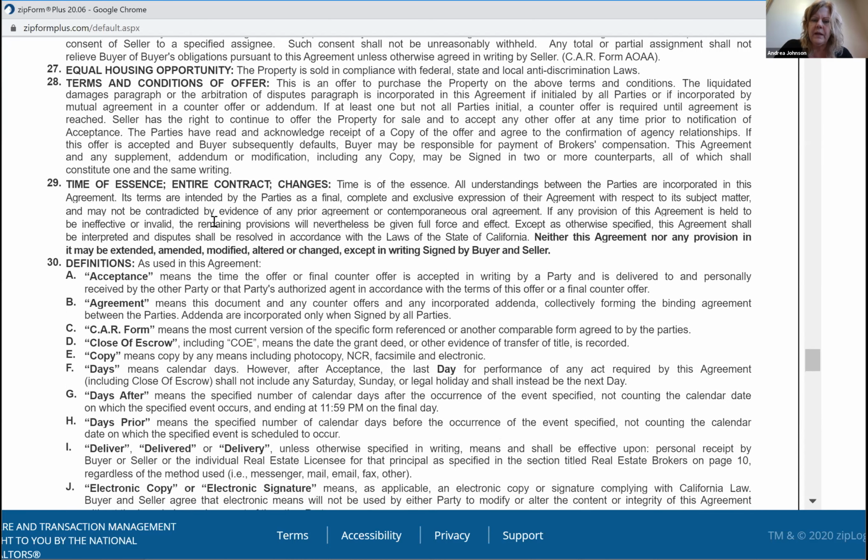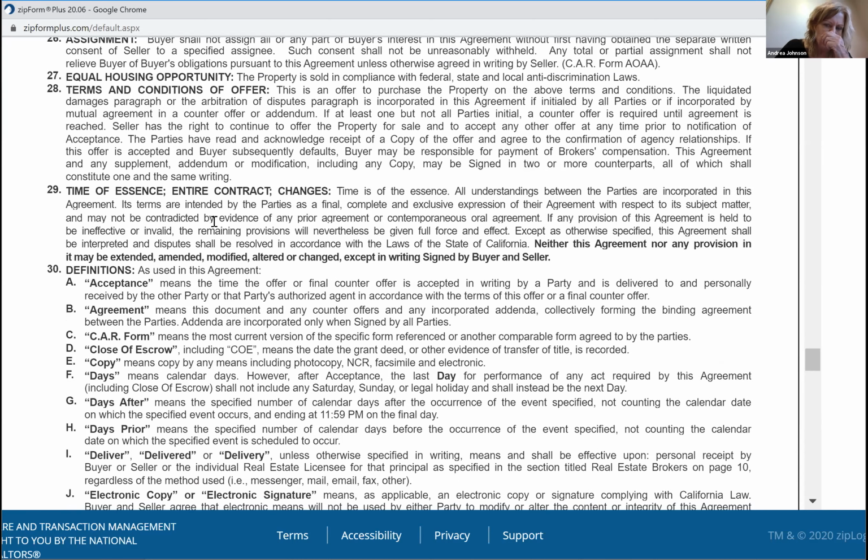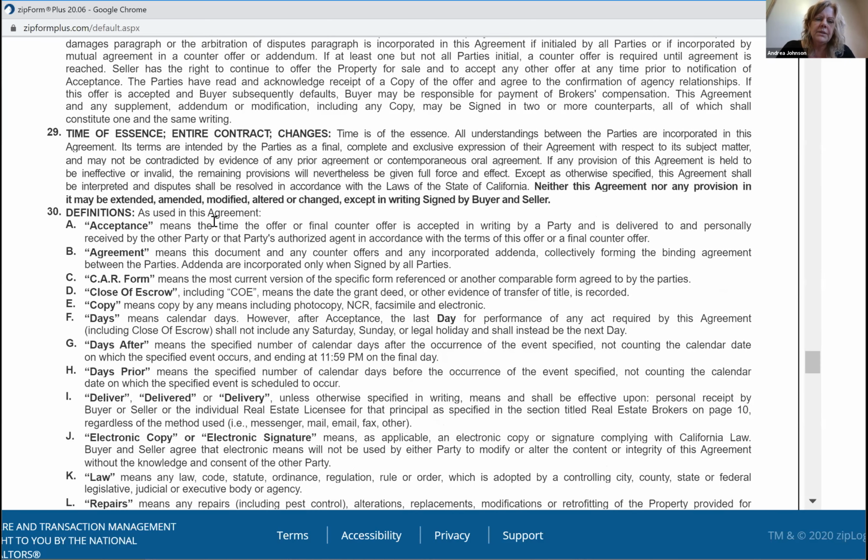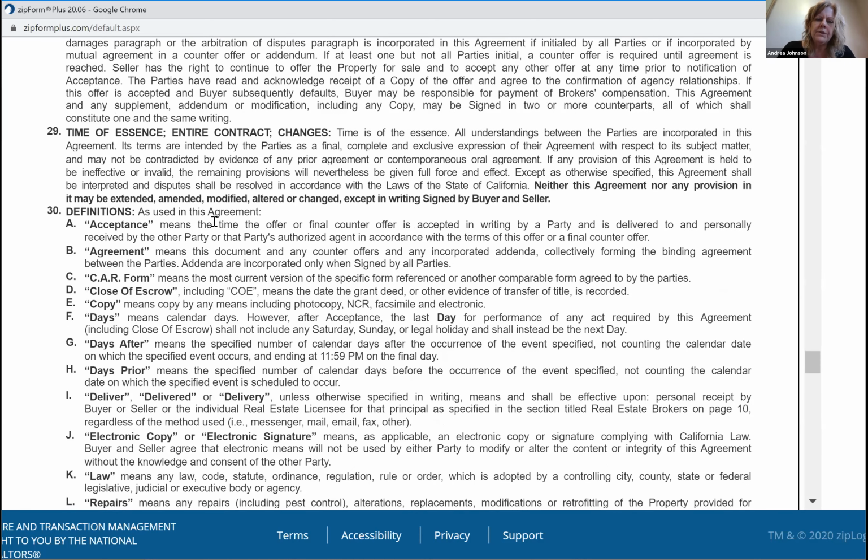And then this also covers the fact that any of the documents can be signed in counterparts, which means I sign this form, you sign this form, they're identical forms, but we both have signed the same form. And that's counterparts, instead of both parties signing on one copy of the same form. Okay, time is of the essence. Entire contract and changes, time is of the essence. This means that any of the agreed upon timeframes are observed. All understandings between the parties are incorporated in this agreement.